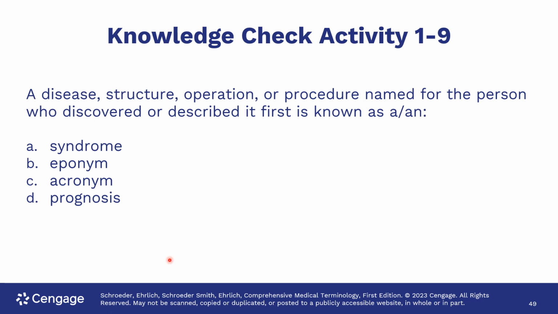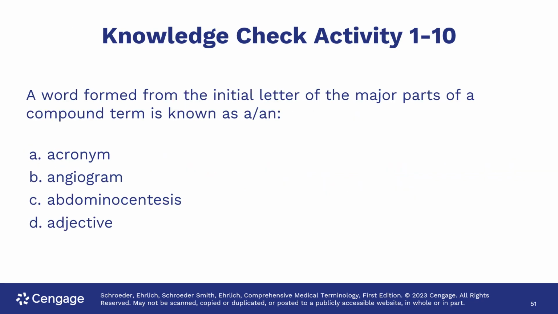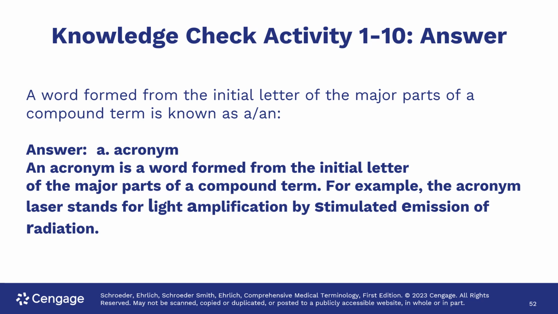A disease, structure, operation, or procedure named for the person who discovered or described it first is known as an eponym, like Alzheimer's. A word formed from the initial letters of major parts of a compound term is known as an acronym. For example, laser stands for light amplification by stimulated emission of radiation.